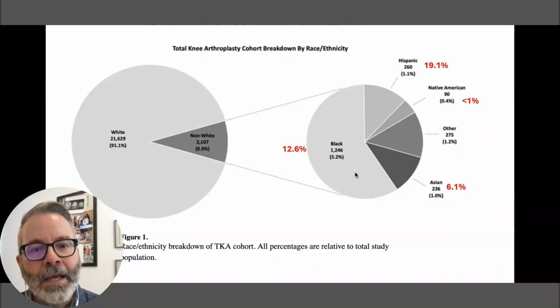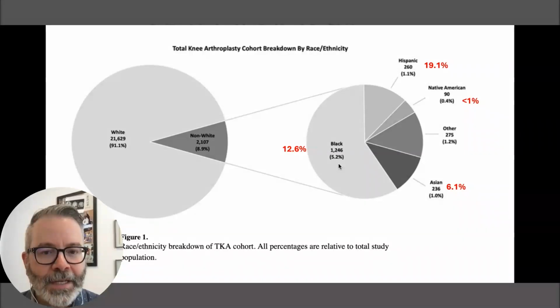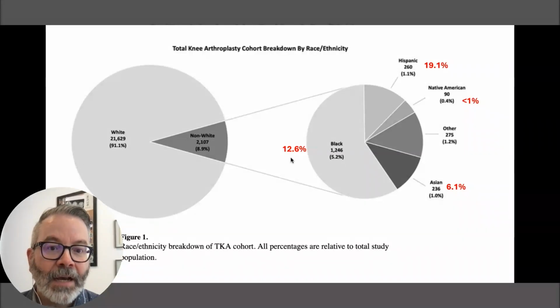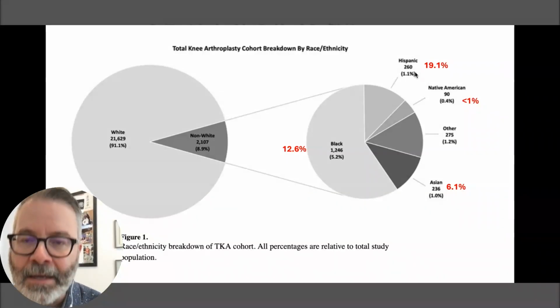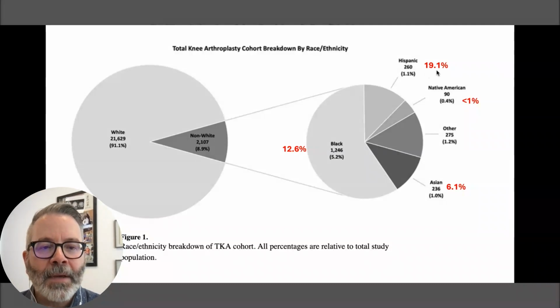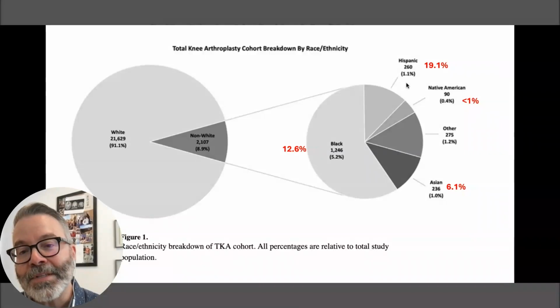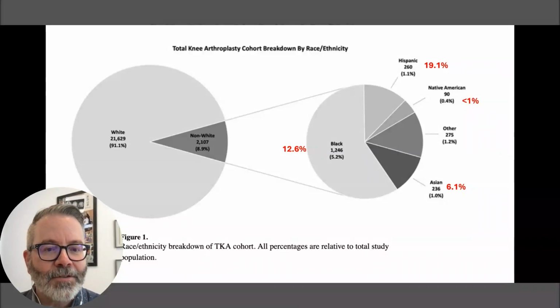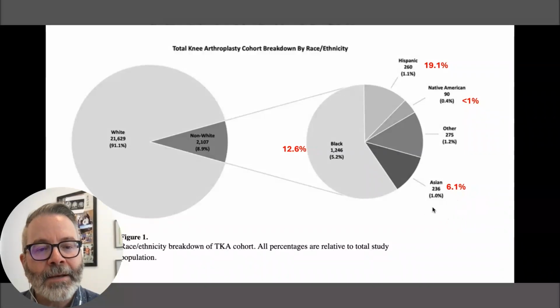A further breakdown of it, and we learned that Black individuals were only 5.2% compared to 12.6% of the general population. I'm also going to note the Latinx community. At the time, we were 19.1% of the general population in the US, but only 1% utilized PT services after surgery. There's also quite a disparity in Asian individuals: 6.1% of the general population compared to only 1% who received PT after the surgery.